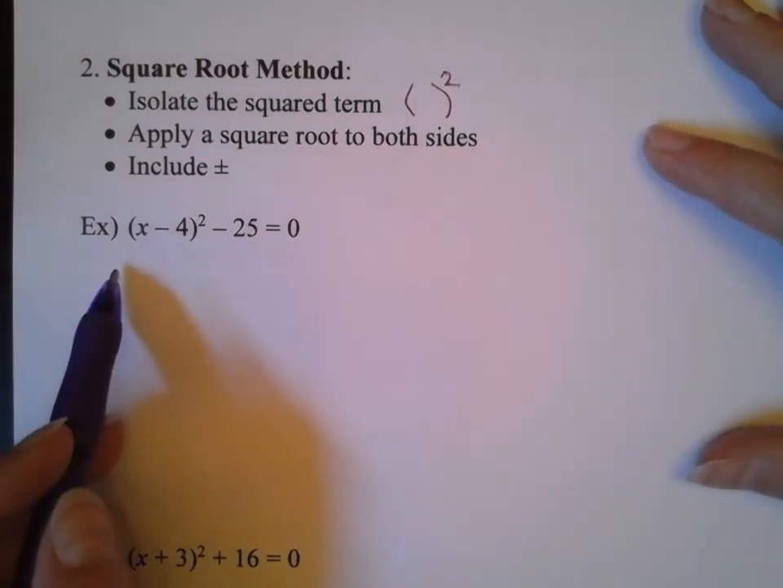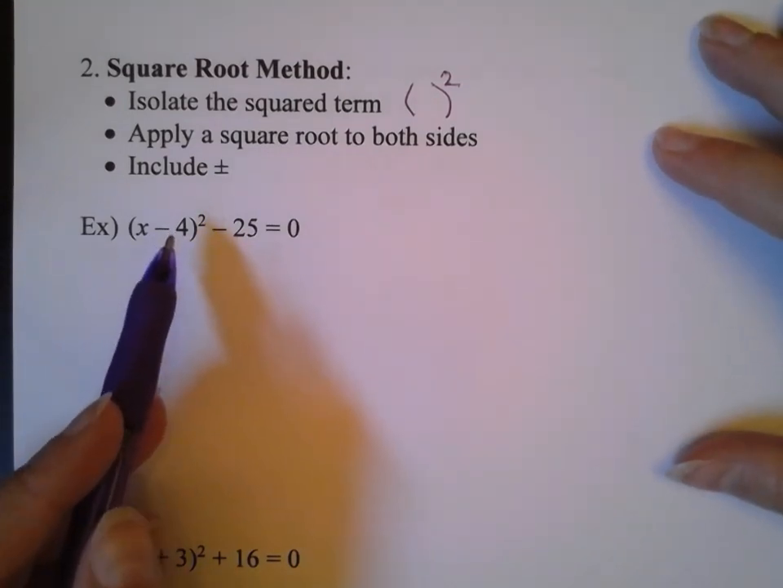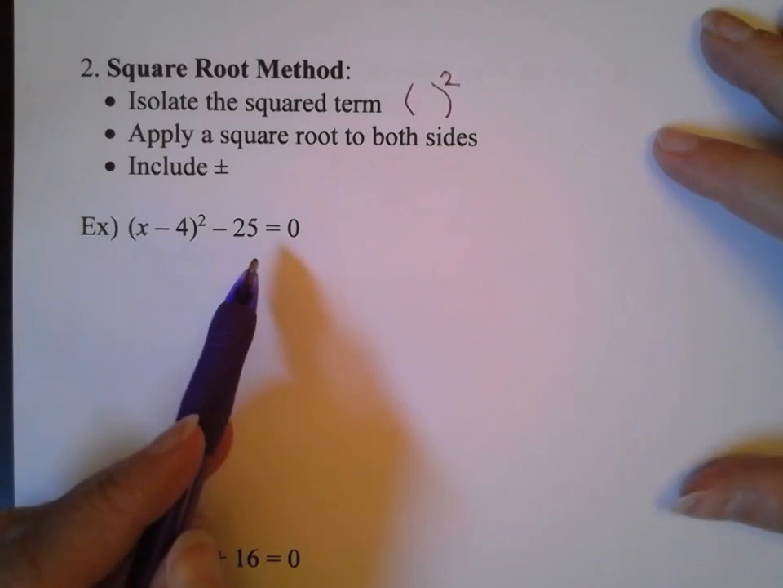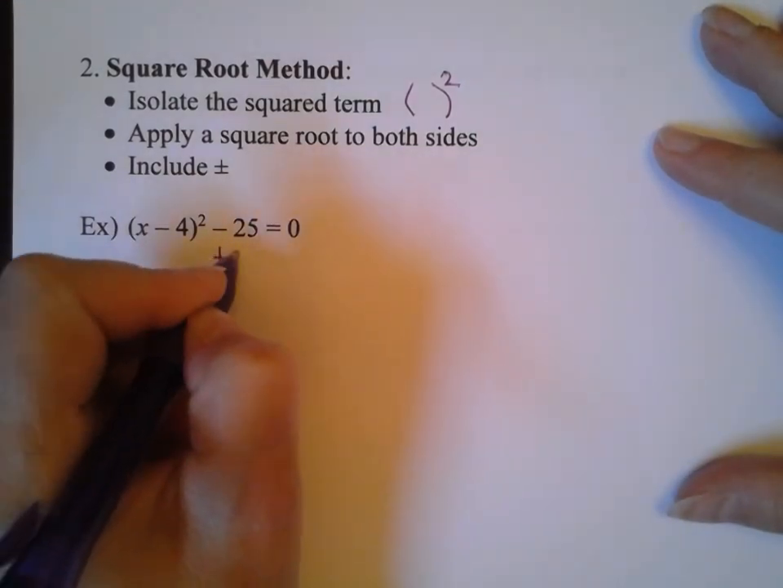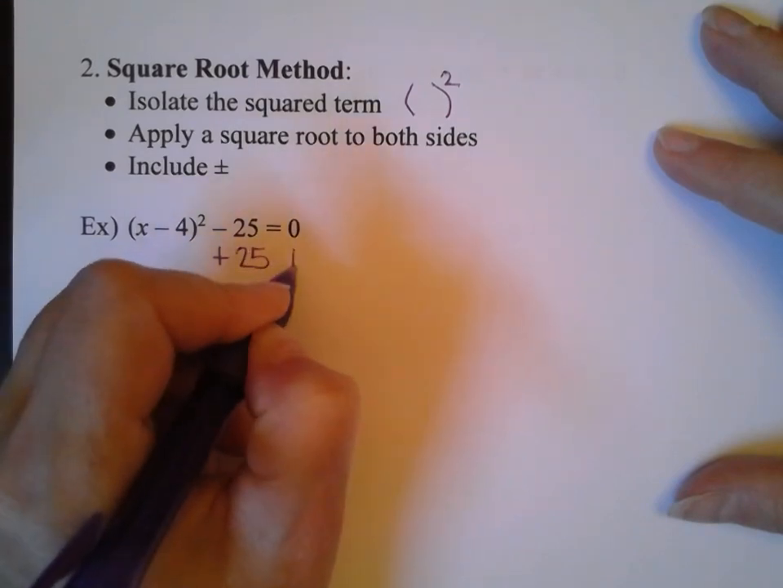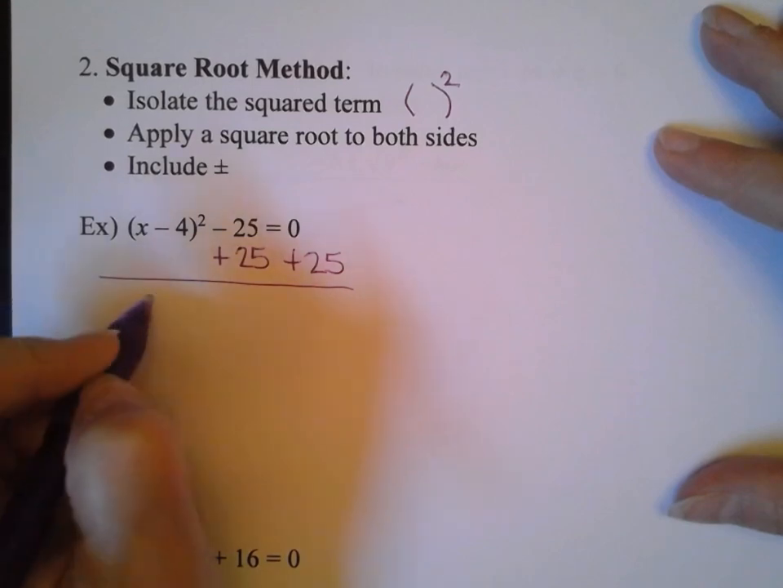Okay, so let's try that out on this one. We have x minus 4 in parentheses squared minus 25 equals 0. The first task is to get the parentheses squared by itself. So we'll add the 25 over to the other side.